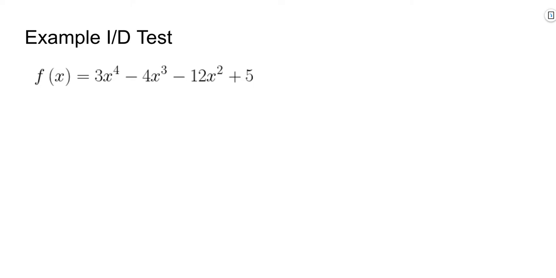So here's an example. They call this the I/D test, increasing, decreasing test. It took me a few minutes to figure that one out. But so what do we need to do? We want to find where is this function increasing, where is it decreasing? So what would you suggest to do first? Find the derivative. Good. So we'll do that.